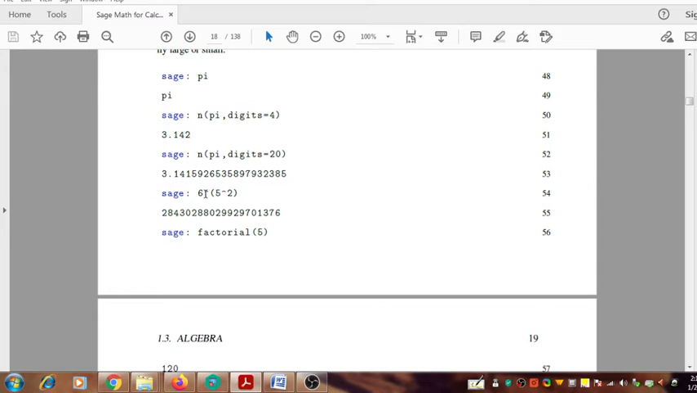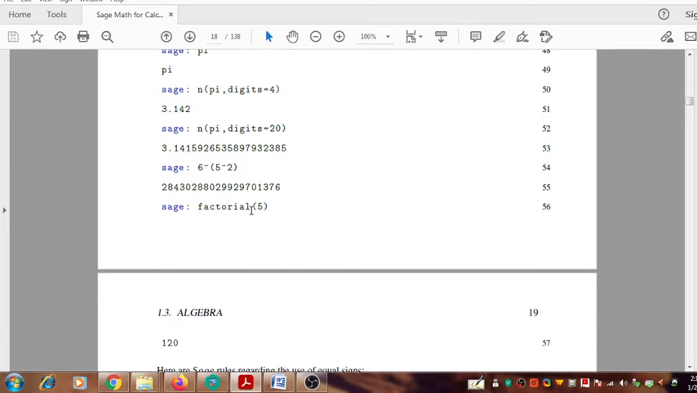Then come to this expression: 6 caret, in brackets 5 caret 2. So this stands for 6 raised to the power of 5 raised to the power 2, that is 6 to the power of 25, and that's the number. It's a very, very big number, and it contains this many digits. It's an integer, and it's an example of how SageMath handles very big numbers. It can handle even bigger numbers than this.